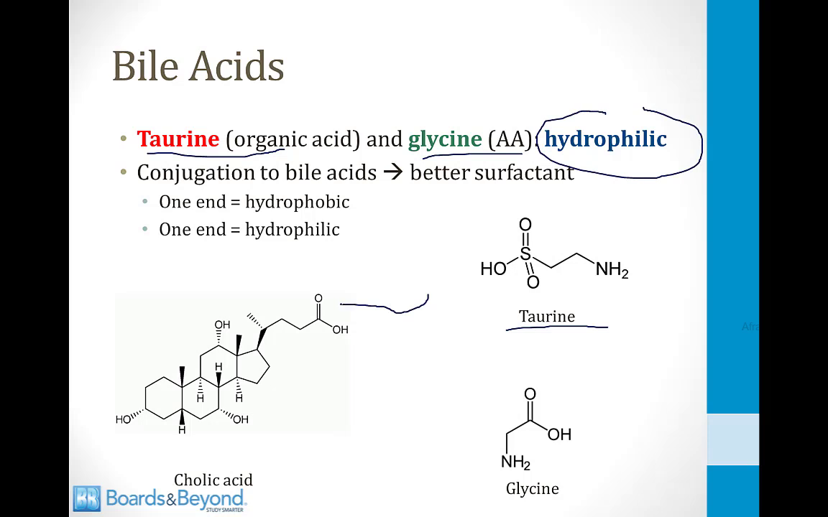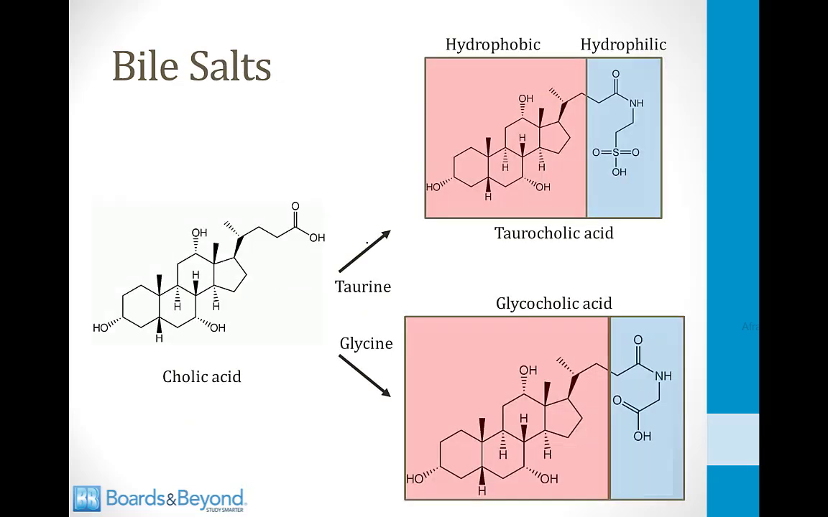And they are going to be added to this carboxylic end of the bile acid molecule to create a bile salt. And once we create a bile salt, we now have a better surfactant because one end of the molecule will be highly hydrophobic and it will like the lipids. One end will be highly hydrophilic and it will like the water. So I've shown this on the screen here.